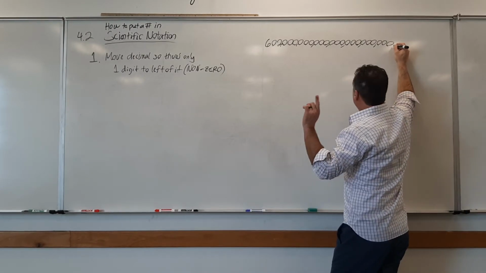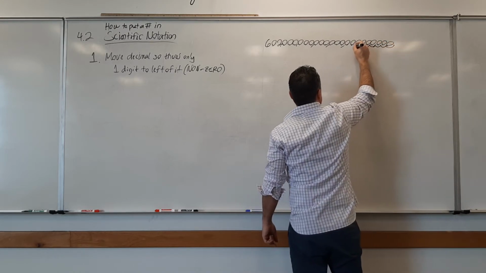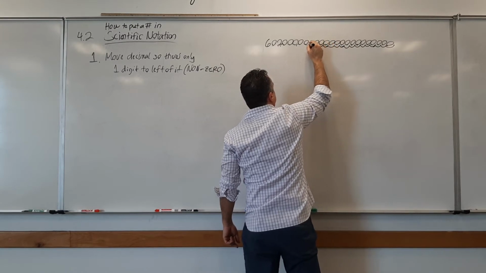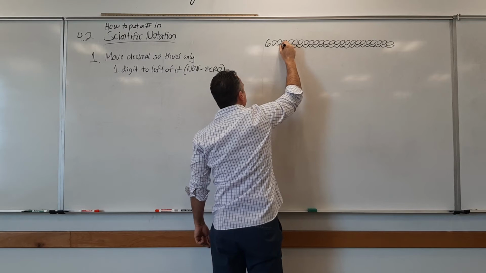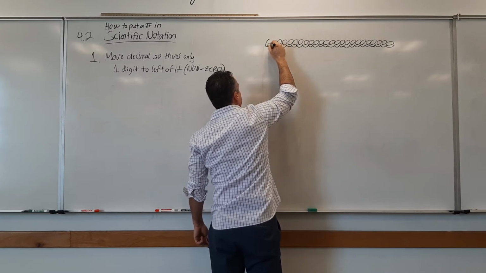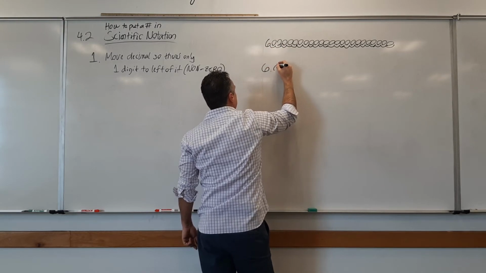We don't count zeros, we count decimal places. So we're going to go 1, 2, 3, 4, 5, 6, 7, 8, 9, 10, 11, 12, 13, 14, 15, 16, 17, 18, 19, 20, 21. Do I stop here? Nope. Here? Nope. 22? Yep, right there, 23. We went 23 places, so that's 6.02.